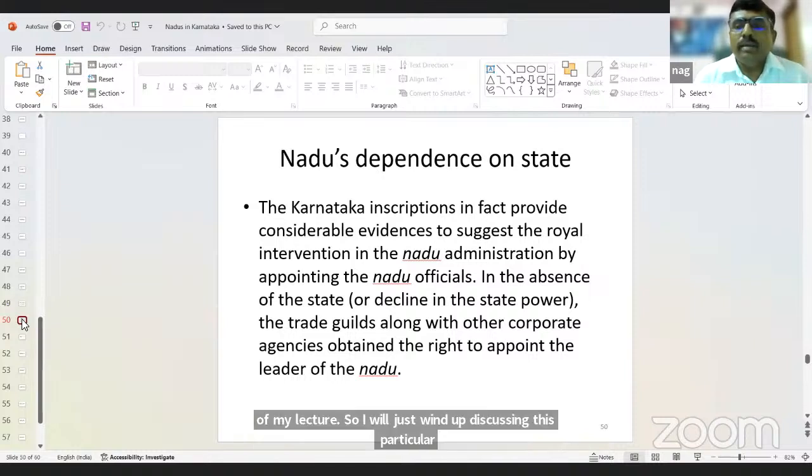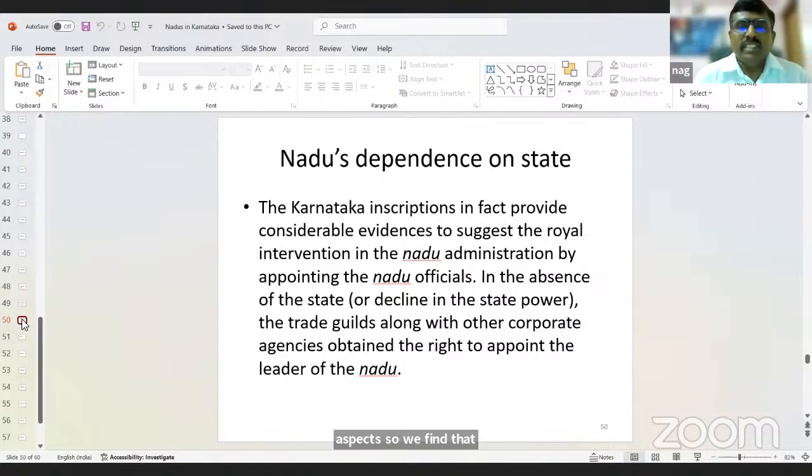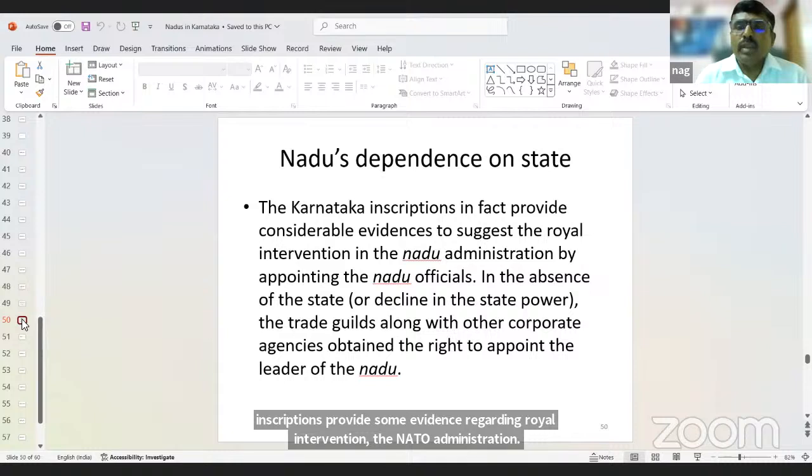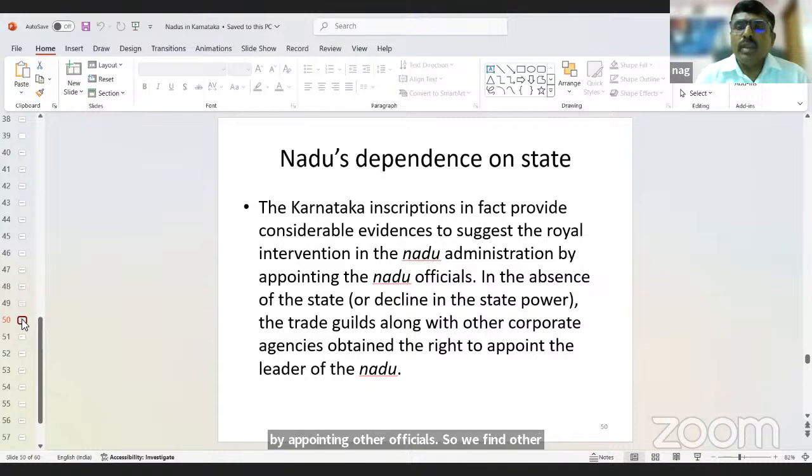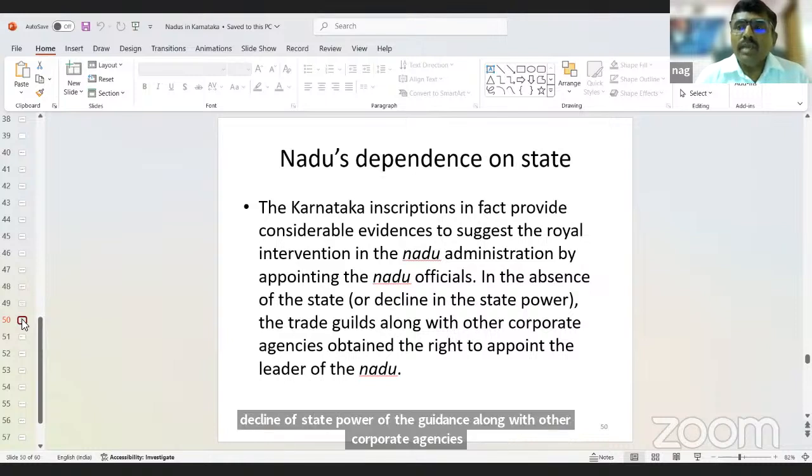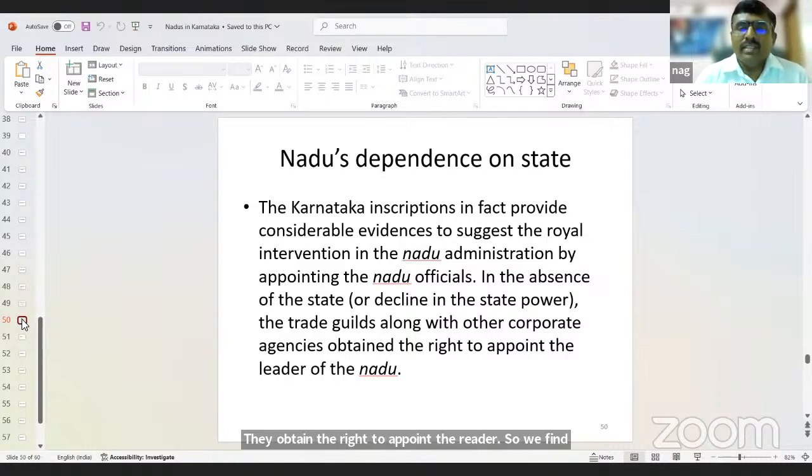So we find that Karnataka inscriptions provide some evidence regarding royal intervention in the Nadu administration by appointing Nadu officials. So we find Nadu officials were appointed by the kings. In the absence of the state, or the decline of state power, the trade guilds along with other corporate agencies obtained the right to appoint the leader of the Nadu. So we find the Nadus always wanted some kind of external authority, in the case of Karnataka at least, not in the case of Tamil Nadu. So the kings appointed the leaders of the Nadus.